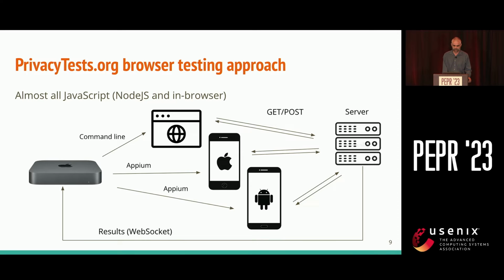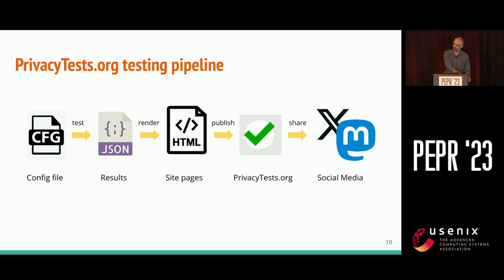And so the basic idea is I have a Mac. I run browsers on it. I direct them to certain test web pages. The web pages attempt to do a simulated tracking event, and then they collect the data, and then the data is stored so we can render it into something that users can look at. So this is the pipeline. You start with a configuration file, run the tests, get the data, render it into a page. This page then gets published on the privacytests.org website, and then I share it on social media.